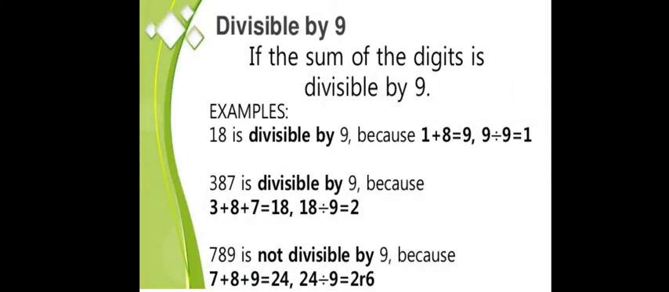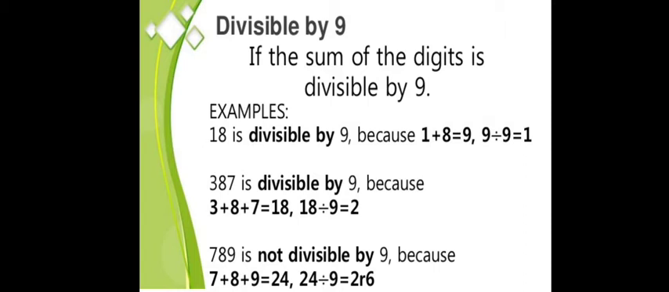Next, divisibility rule of 9. If the sum of the digits is divisible by 9, the number is divisible by 9. See the example 18. If you are adding 1 plus 8, we get 9. So 9 is divisible by 9. So 18 is divisible by 9. See the last example.